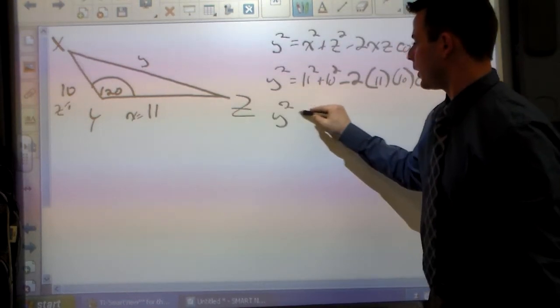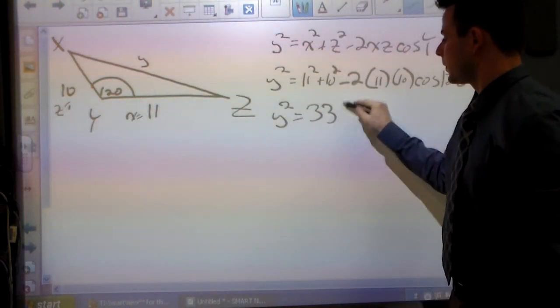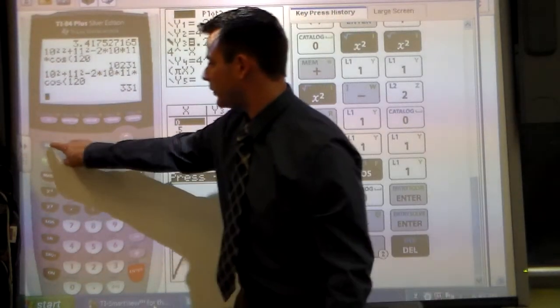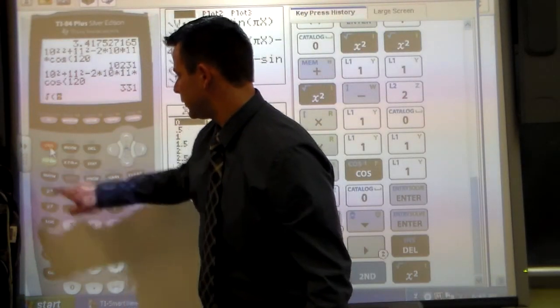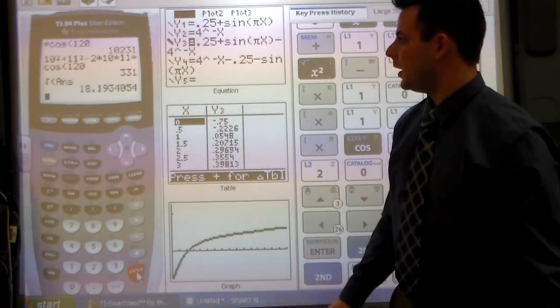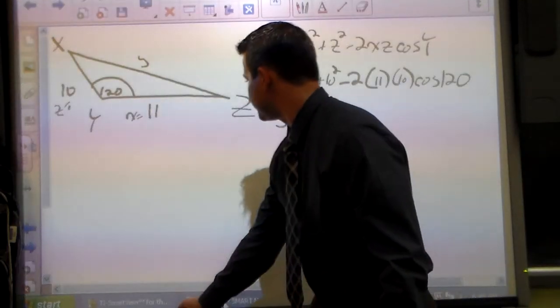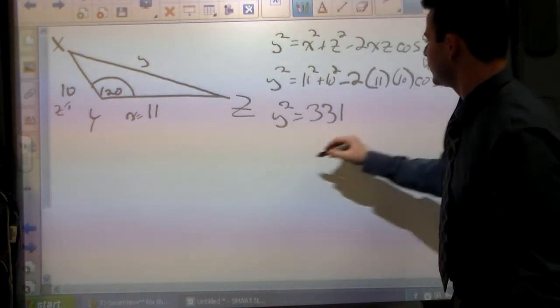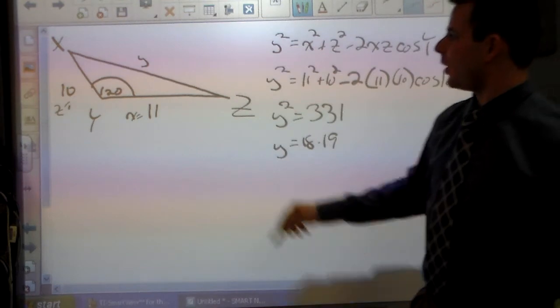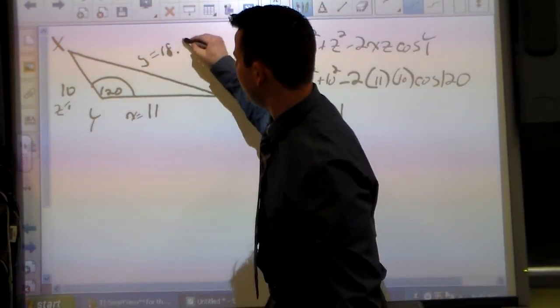Well, y squared in this case. So we'll take the square root of that, and that will be the length of our side. So second square root, second answer, enter, and 18.19. Okay, so now this side is 18.19.